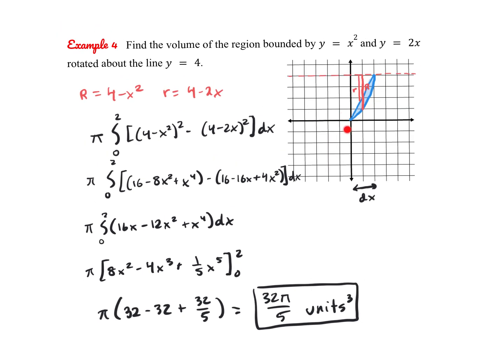So again, it's that same bounded area, but you can see we have a totally different answer because we're rotating it about a different axis of rotation.